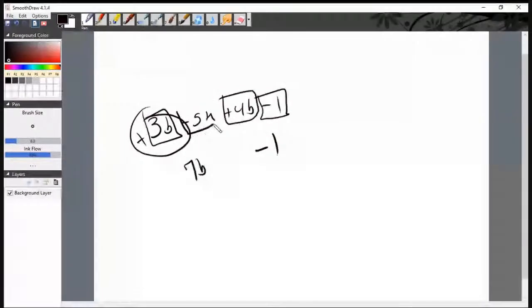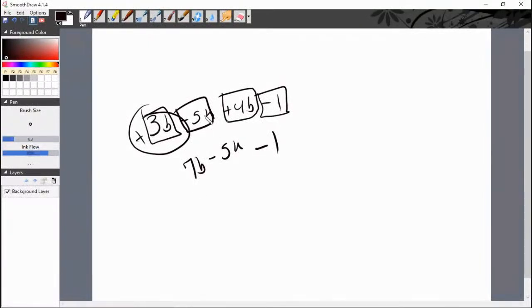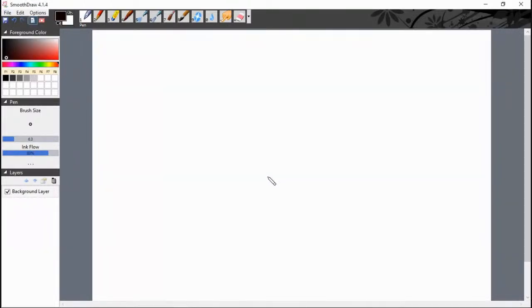And then you have the negative 5k minus 1. So we added the terms with like signs and then continued the flow of the equation. 7b minus 5k minus 1. All right, let's look at one more. Number 15, negative 3p minus 6p to the third power plus 8p minus 2.